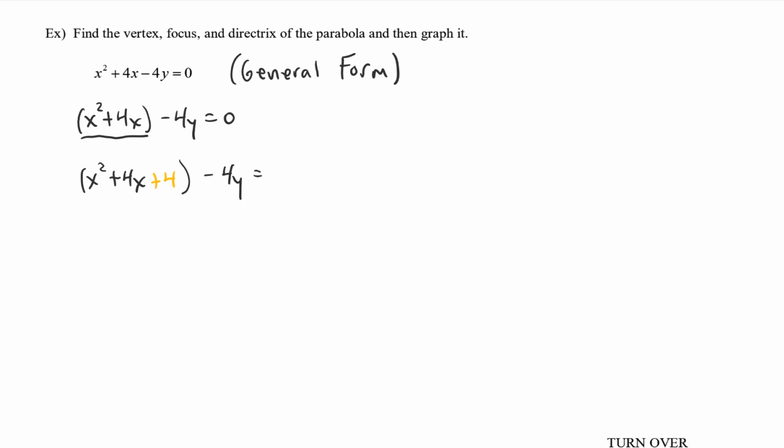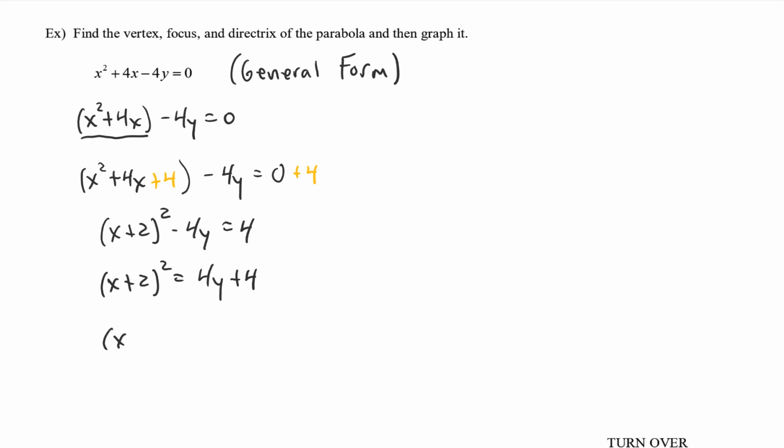And I can't add 4 to the left side without keeping everything balanced by adding 4 to the right side. So I end up with x plus 2 squared minus 4y equals 4. But that's not quite the way we want our equation written. So let's keep going. I'll add 4y over here. The right side still doesn't look like what we want for us to be able to graph it quickly.